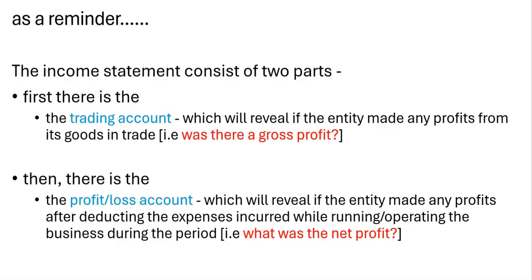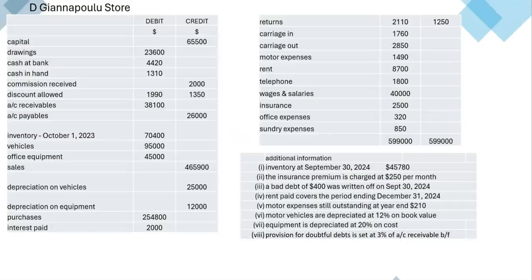So just to remind you, the income statement has two parts. The first is the trading account that reveals if the entity made any profits from its goods in trade. In other words, we're looking for the gross profit. And secondly, the profit and loss, or profit or loss, which is more correct, which will reveal if the entity made any profit after it deducted the expenses incurred during that period of running the business to make that gross profit.